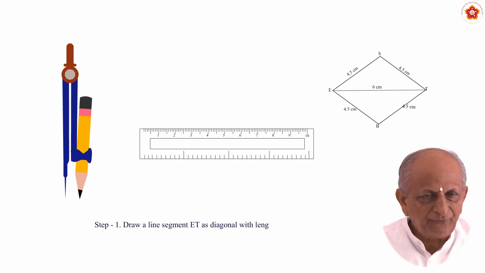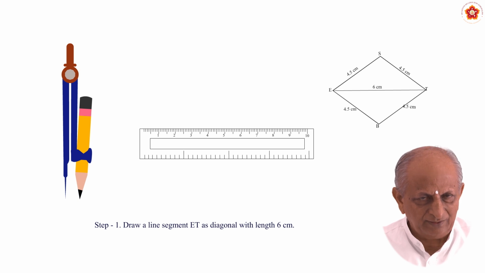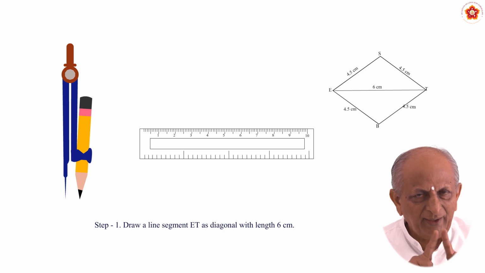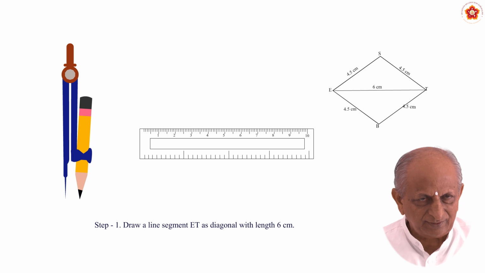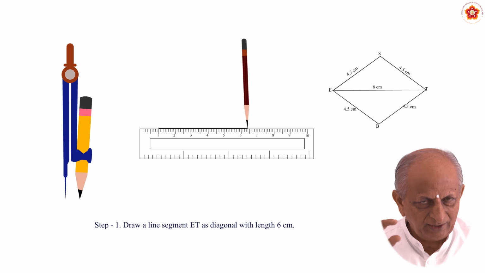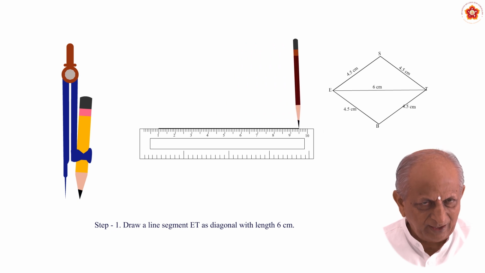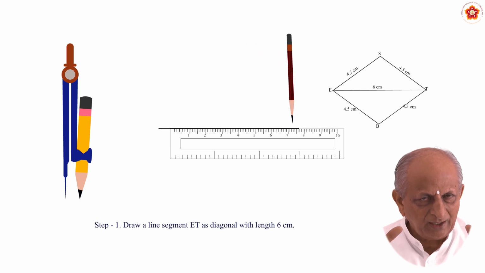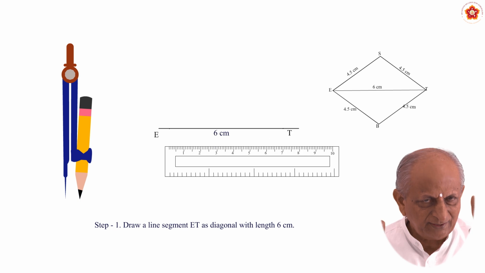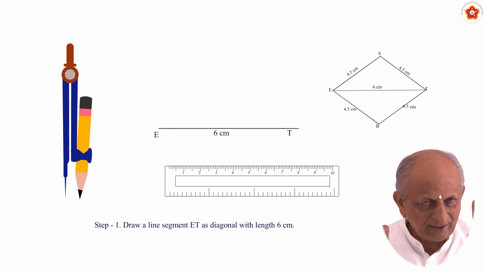To draw a neat figure, let us start with the diagonal. The length of the diagonal given is 6 centimeters. So what is the apparatus required? One is scale, another is pencil. So draw a line of 6 centimeters. How do you name it? Name it as E and T, ET. So ET is the diagonal.